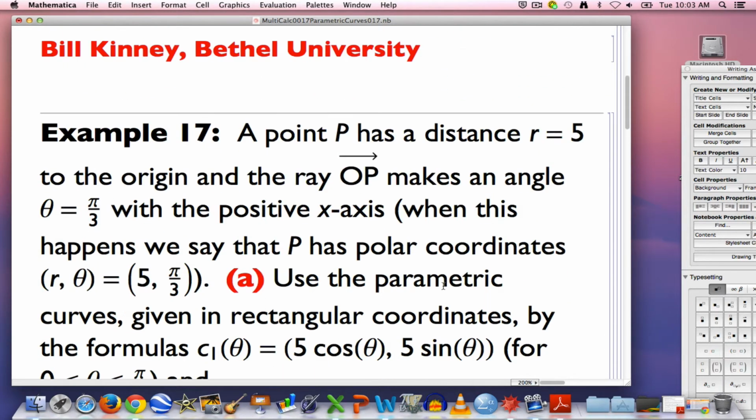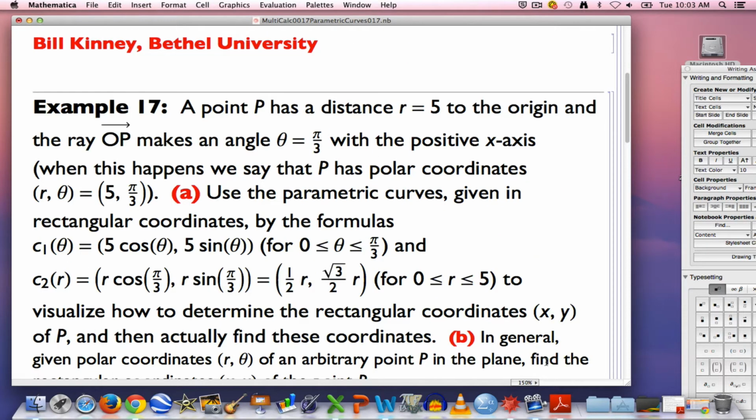So here's the example. You should probably get a piece of paper out and try to draw what's going on. Here you've got a plane, and you should draw x and y axes on the plane, and draw a point P, whose distance to the origin in the plane is 5. We're going to label that with the letter R, and such that the ray, starting at the origin and going through P forever, OP, makes an angle theta equals pi over 3 radians, which is 60 degrees, with the positive x-axis. Okay, pause the video and draw it.